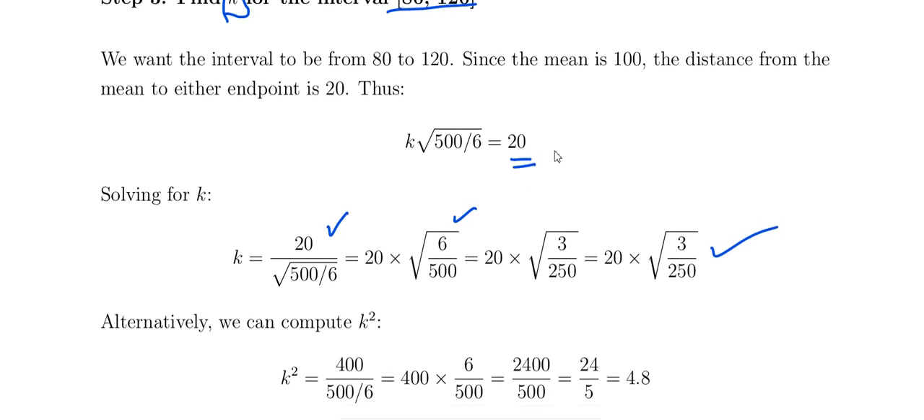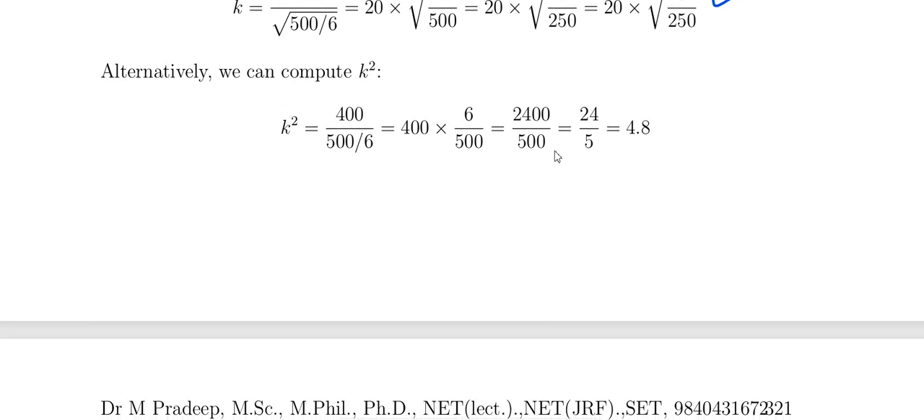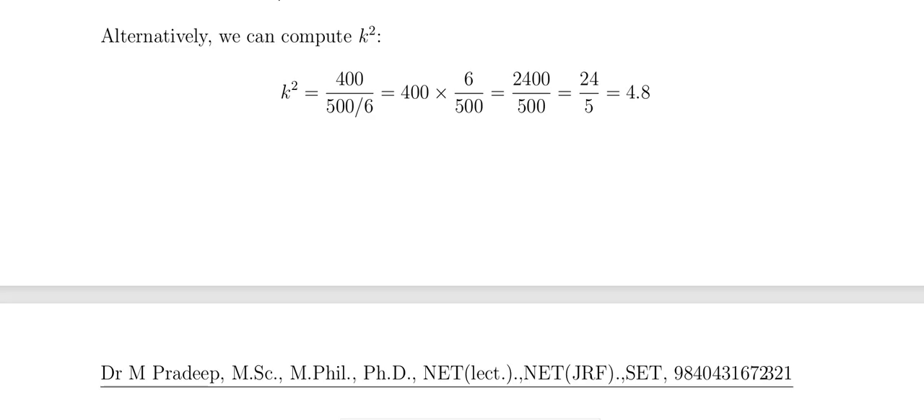Okay, so we want to compute k square, because on the right hand side we have 1 minus 1 by k square. So if you find k square, this is the result. If you don't practice this and just put anything, you will mark it carelessly. So 24 by 5, that is 4.8, that is k square.